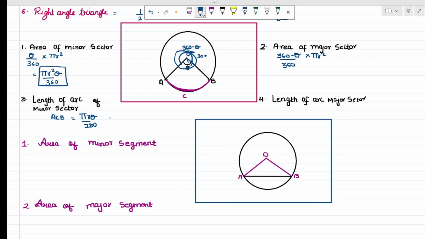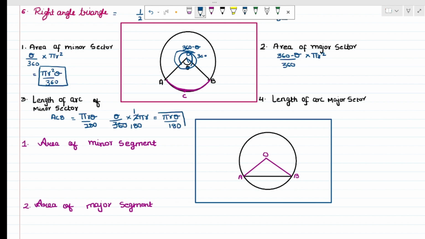How did I get this pi r theta upon 180? First of all, it lies in my minor sector, so I will write my theta. Then the whole angle for the circle is 360, so I will write it down by 360. And then this is on the boundary, that means the circumference is used. So I will write my circumference formula, which is 2 pi r. Now cancel this out. 2 ones are 2, and it's 180. So this way I got my formula pi r theta upon 180.